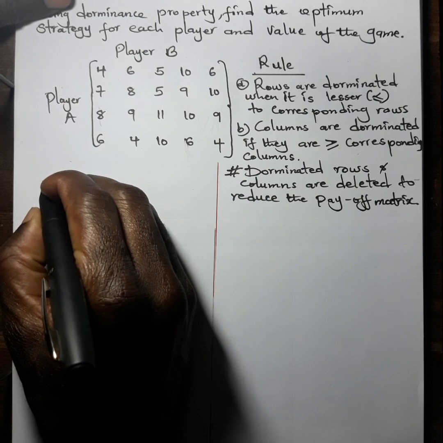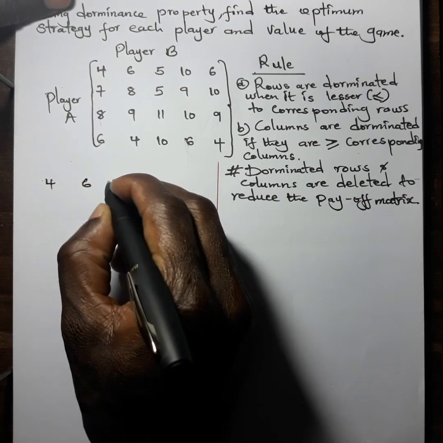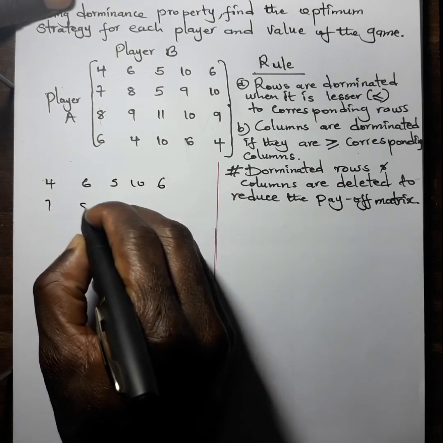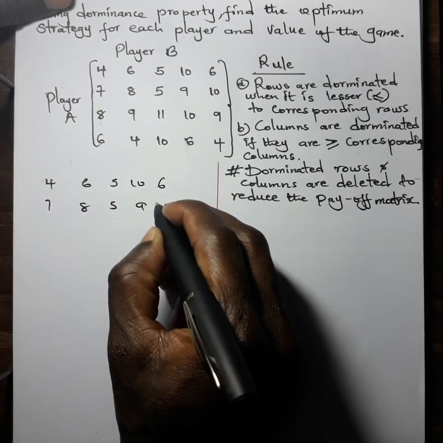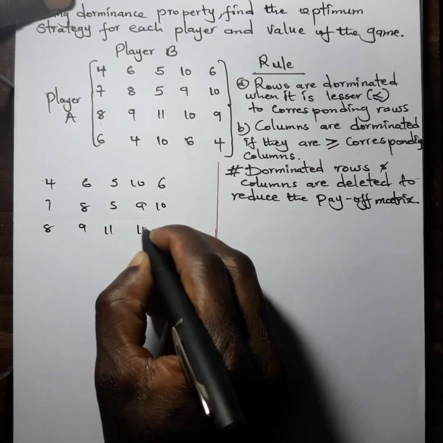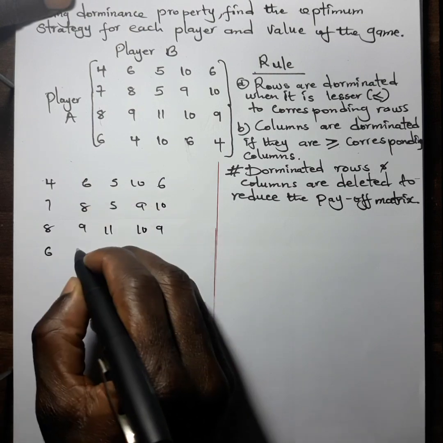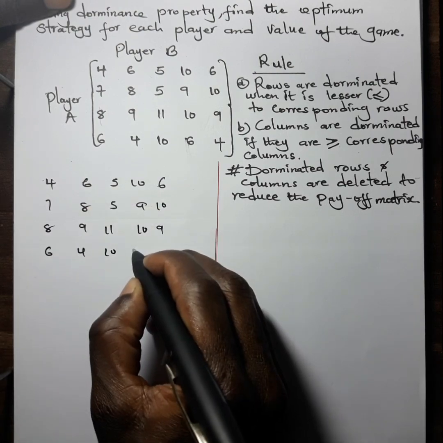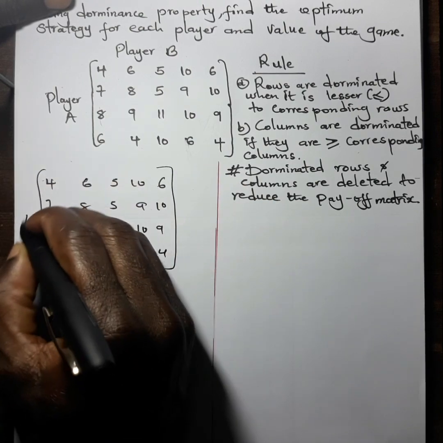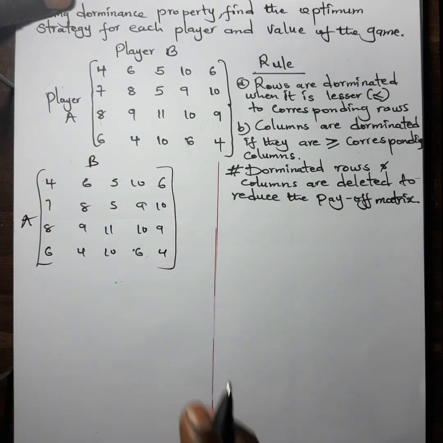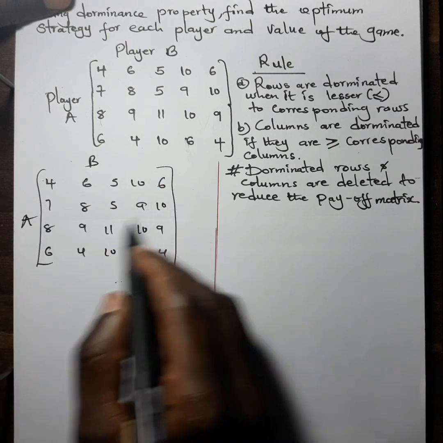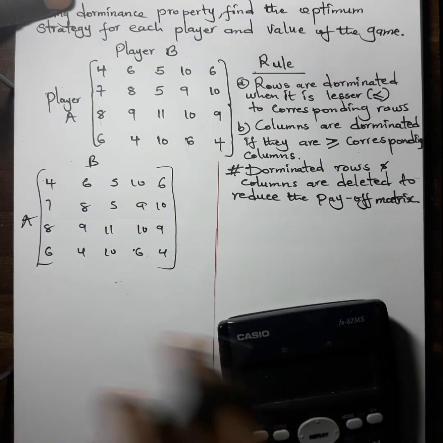So we have 4, 6, 5, 10, 6, 7, 8, 5, 9, 10. We have 8, 9, 11, 10, 9. Lastly, we have 6, 4, 10, 6, 4 again. So we have the original matrix here. We have player A and player B. So the first step is to get the total on each row and also the total on each column.